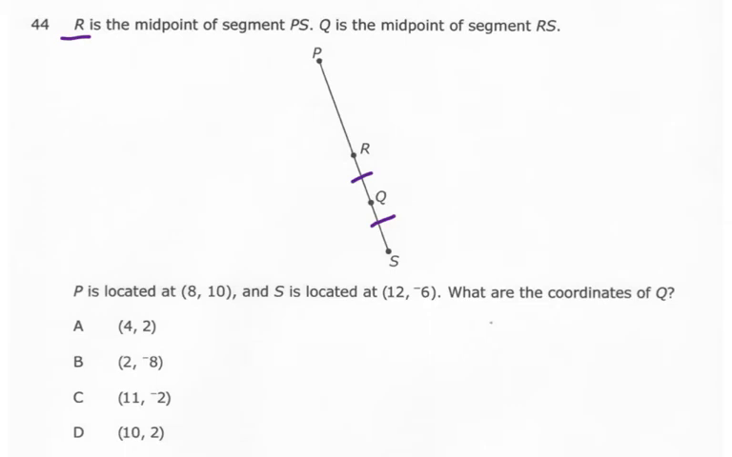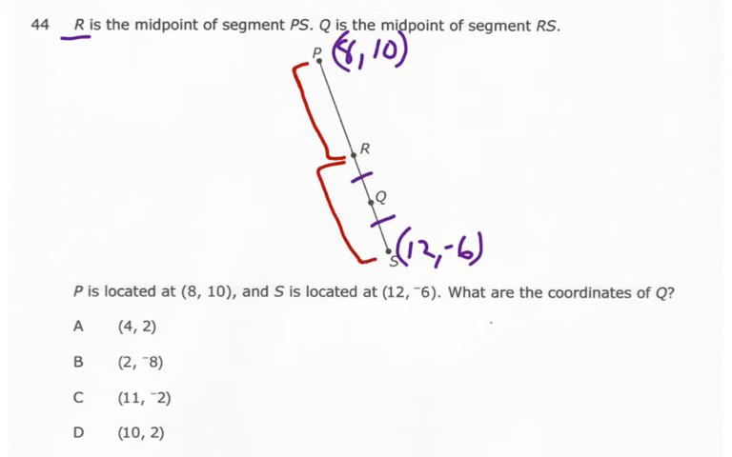So P is located at 8, 10. I'm just going to write these down. 8, 10. S is located at 12, -6. And it wants to know where is Q. Well, halfway from P to S is R is what they told us. So I don't know what R is, but I can find it because R is the midpoint.